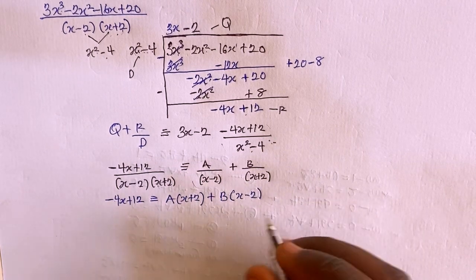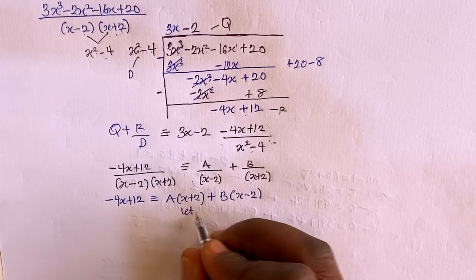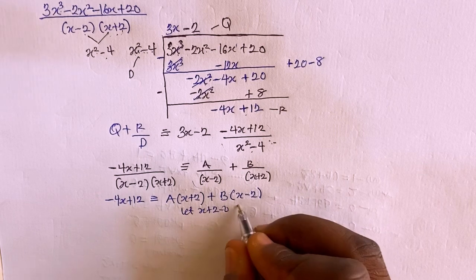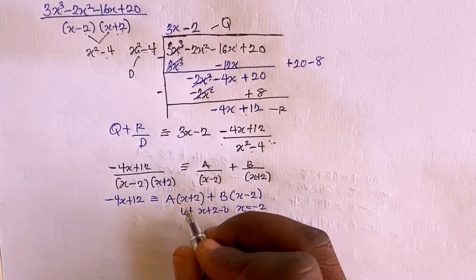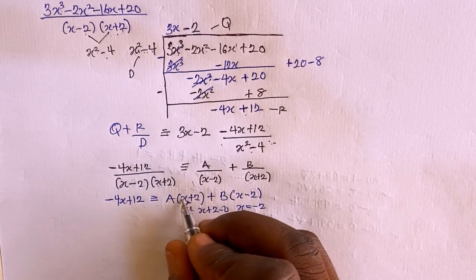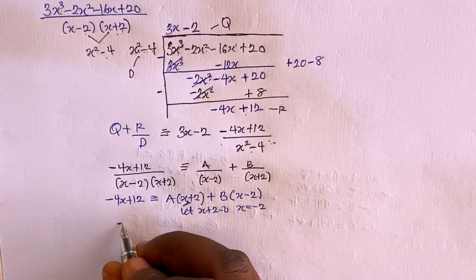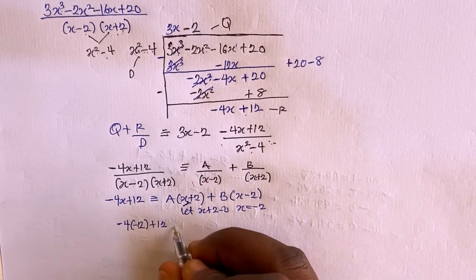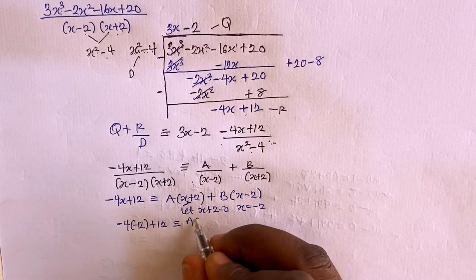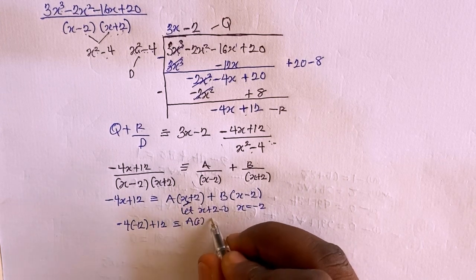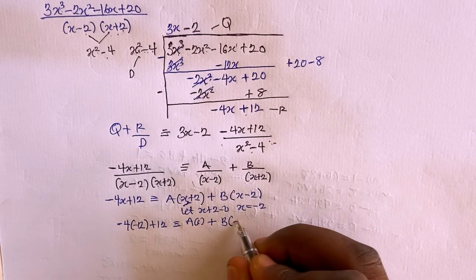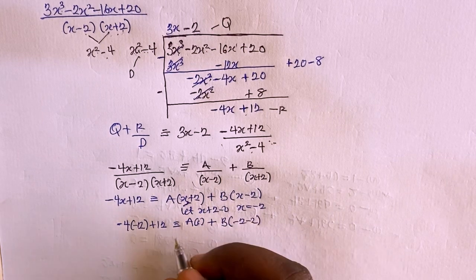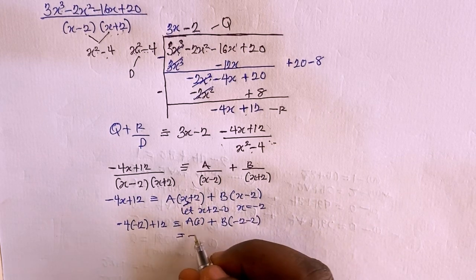Then if I just use the trial and error method and I say let x plus 2 equals 0, then my x will be equal to what? Minus 2. So if I plug in minus 2 here, I will have everything here to be 0. Then I'm going to have minus 4 into bracket minus 2, which is plus 12, right? Which is equivalent to a into bracket minus 2 plus 2, which is actually 0, right? Then plus b into bracket minus 2 minus 2, right? So here this is actually minus 4b.